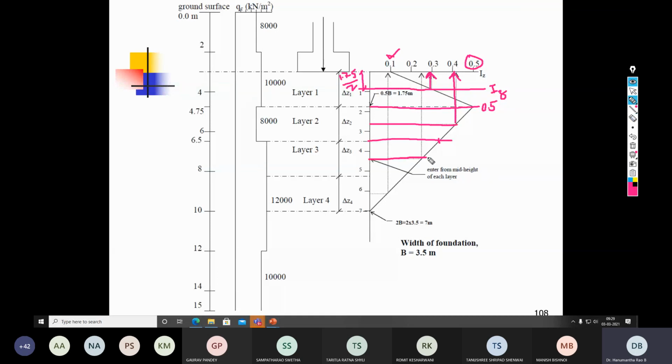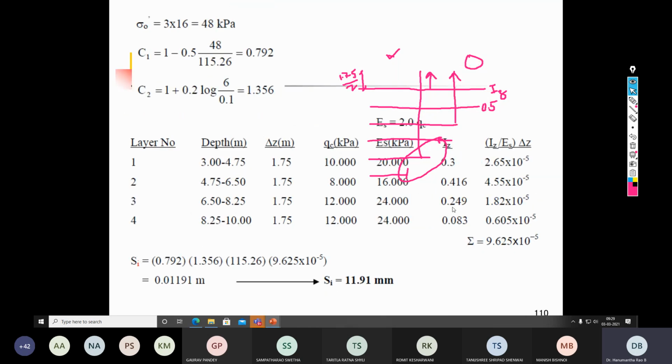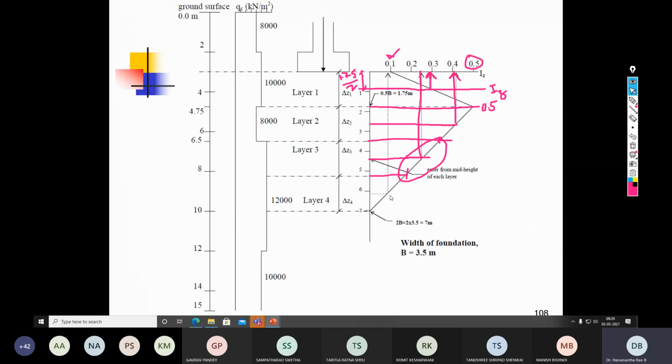Similarly, for layer number 3, Iz means strain influence factor at the middle of layer number 3. For this purpose also, you can interpolate between top and bottom values. Or alternatively, you can interpolate between 0.5 and 0 because you know the depth. What you get is approximately between 0.2 and 0.3. So that value is 0.249.